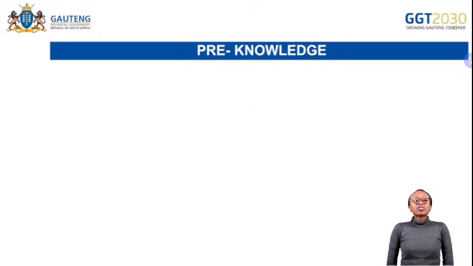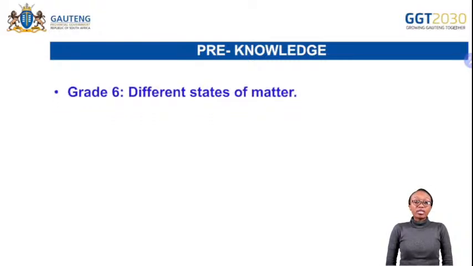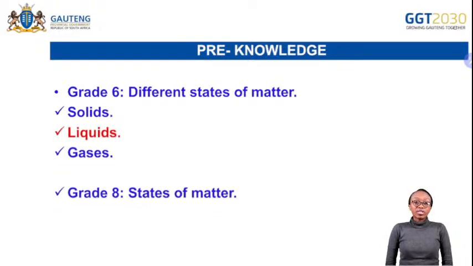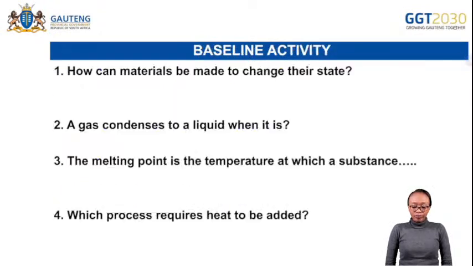Pre-knowledge. This is what we have learned prior to today's lesson, which is the foundation of today's lesson. In the 6th grade, we learned about the different states of matter, which are solids, liquids, and gases. In the 8th grade, which is in our previous lesson, we learned about the states of matter.